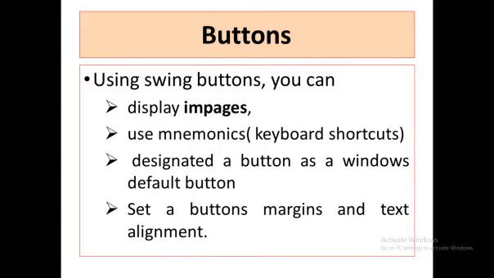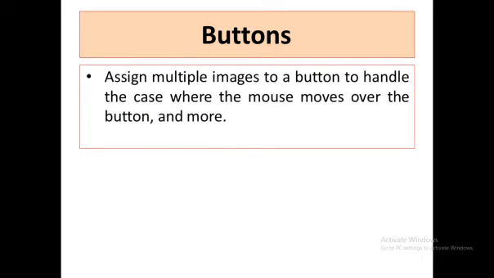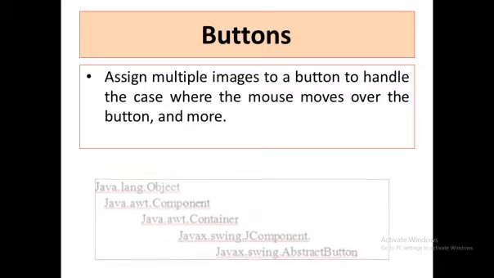Set a button's margin and text alignment. It means we can provide left, right or middle alignment to the button, as well as set the margin for the given button. Assign multiple images to a button to handle the case where the mouse moves over the button, and more. It means it is possible to provide multiple images to a button.